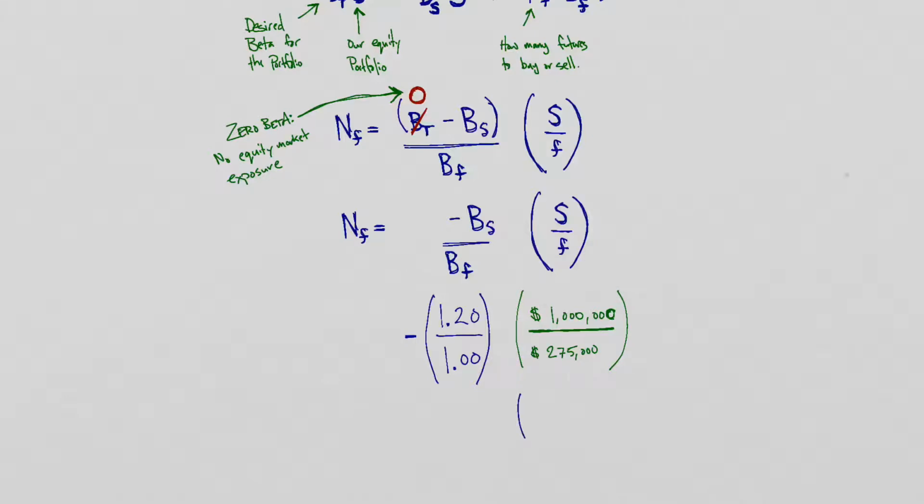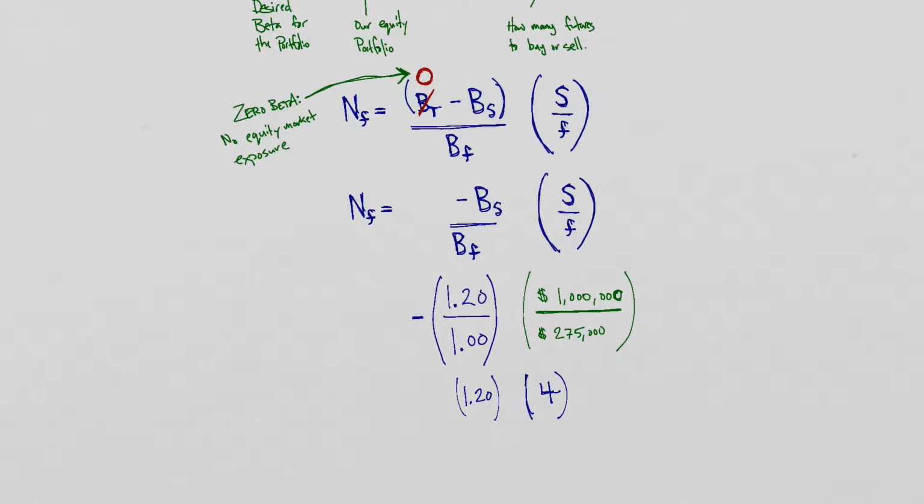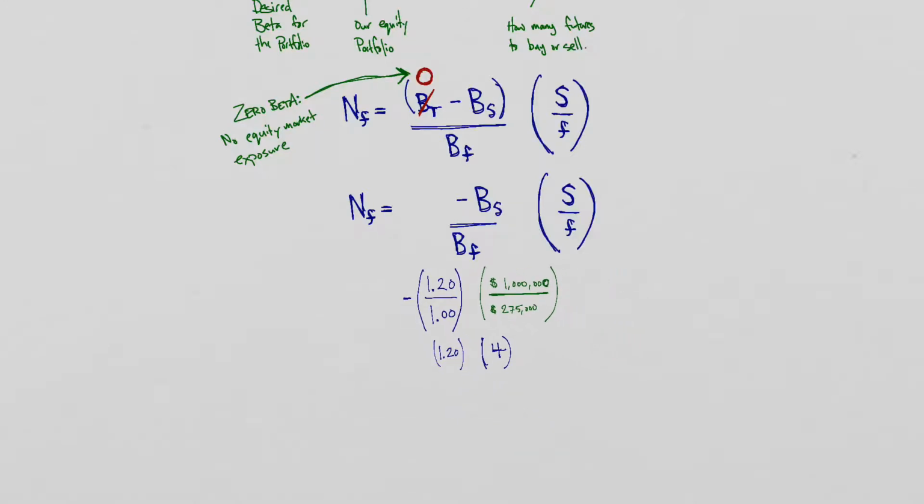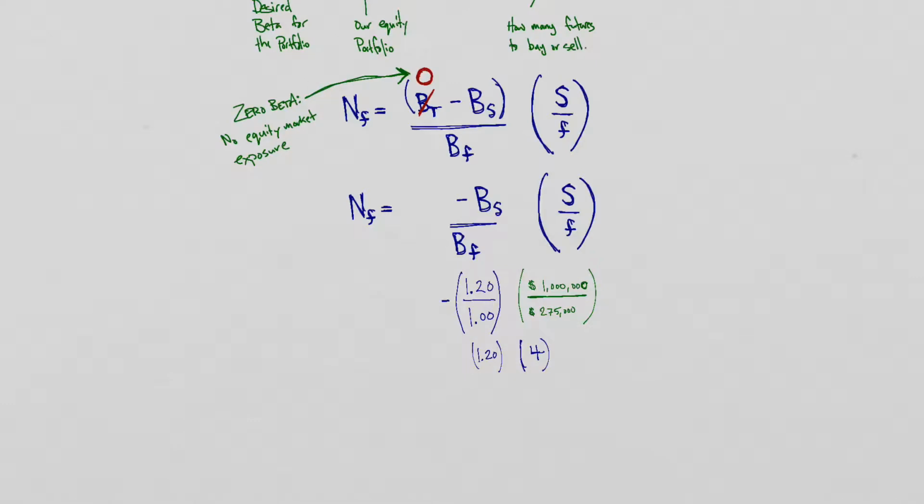This number on the right reduces to 3.63. Let's just round that up to 4 futures contracts, or a ratio of 4. And this on the left-hand side reduces, well, it's divided by 1, so it's just 1.2. What's going on is that I need to sell more than 4 futures contracts in order to eliminate the equity risk of this portfolio. In fact, it's 4.8. If we round it up, it's 5 futures contracts.